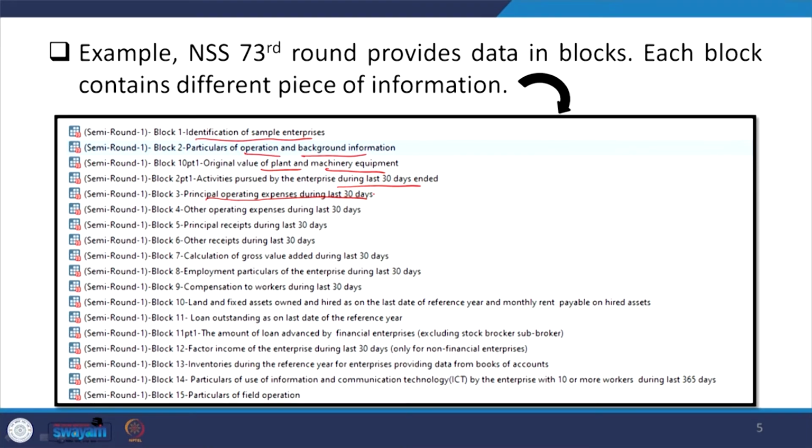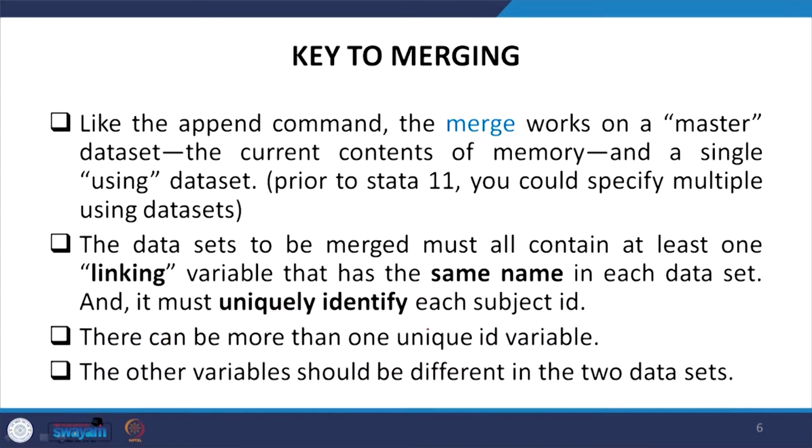Similarly, you have many other pieces of information. Some of you might be very interested in understanding information technology, these days the buzzword in social science research: how the enterprises are equipped with ICT, enterprises with 10 or more workers, that information is there also. Another one is financial inclusiveness, you can also get it, the amount of loan advanced by financial enterprises, that is also important. There is so much information they have categorized into different blocks. So we are supposed to derive it as per our merge, as per our own requirement. I am going to guide you.